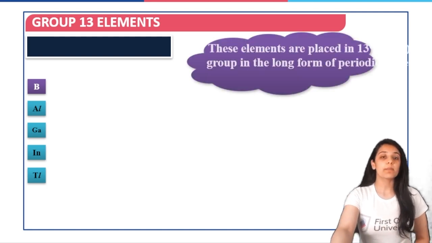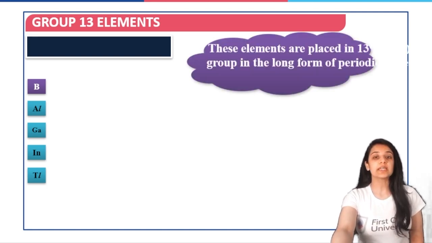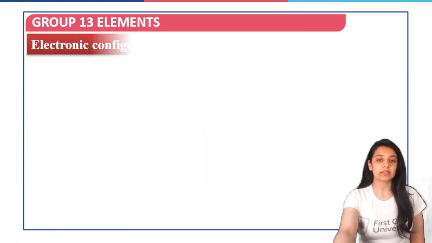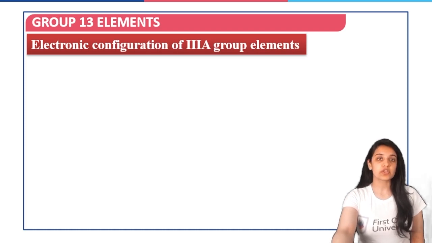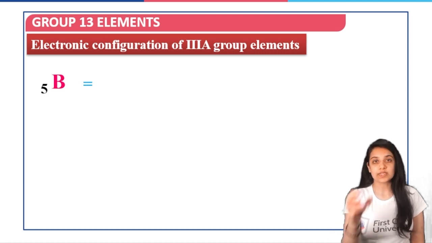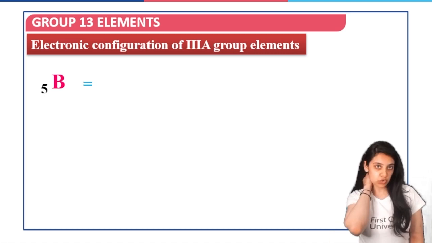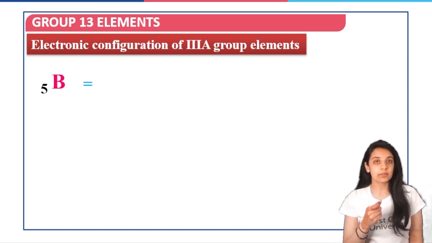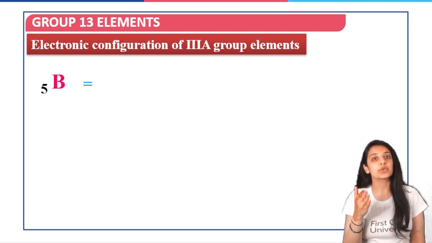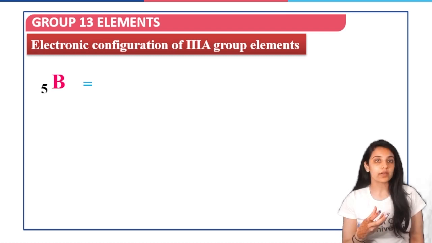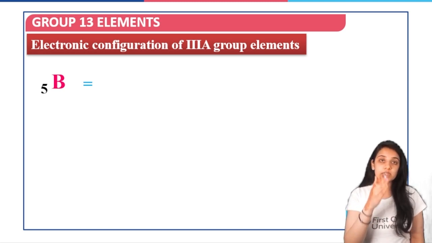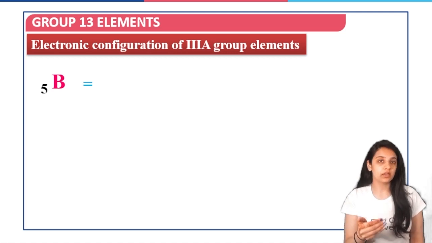And when we talk about these elements, they are placed in group 13 in the long form of the periodic table. So if you look at the electronic configuration of these group 13 elements, which are also known as group 3A elements, it's going to be boron. Since we have seen that boron has got 5 electrons, it's going to be 1s2, 2s2, 2p1. Now, since they are p block elements, the differentiating electron is going to enter into the p subshell or the p orbital.